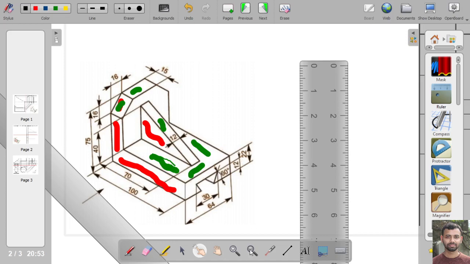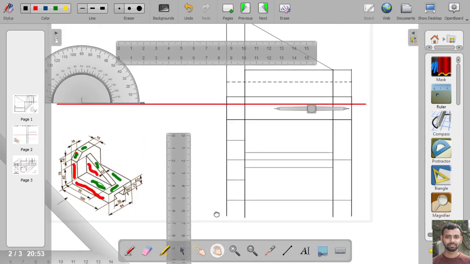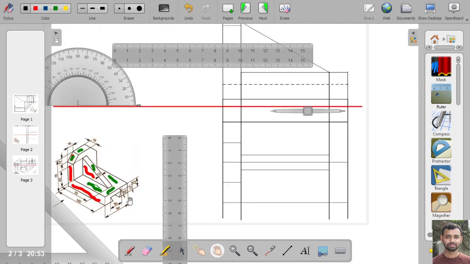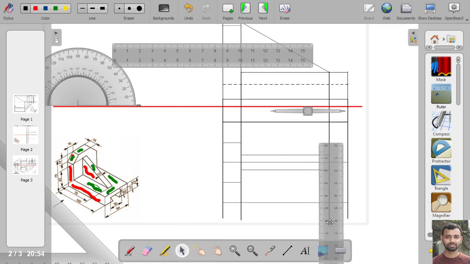Clear? So at first we will draw these 2 points. To draw the 2 points, at first we will measure this distance, which is 30 mm. Total distance is 30 mm. That means from this midpoint, on this side it will be 15 mm, and on this side it will be 15 mm. Okay, so the total is 30 mm.